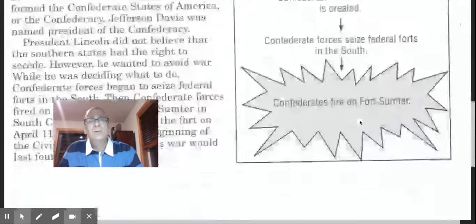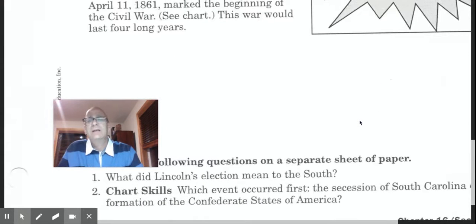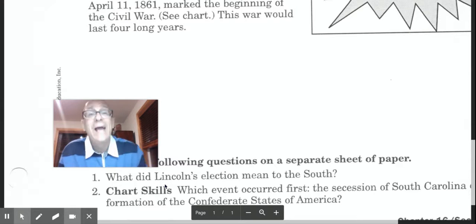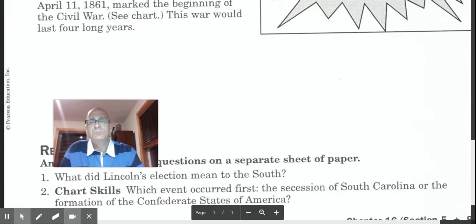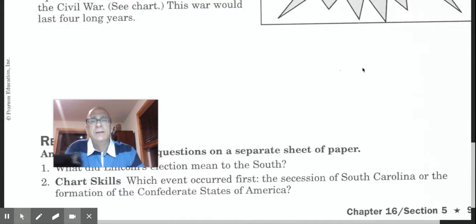Take a look at the questions at the bottom of the sheet, please, and make sure that you complete these on a Google Doc and share with me. Please number them. The first question, you can use the reading to respond. What did Lincoln's election mean to those southern states that favored slavery? And the chart skills question: which event occurs first, the secession of South Carolina or the formation of the Confederate States of America? Please answer those questions correctly.